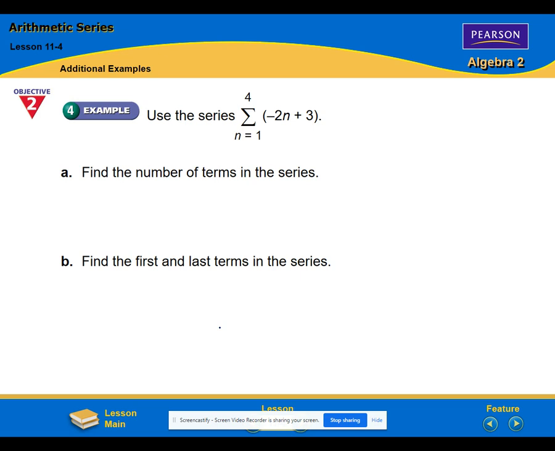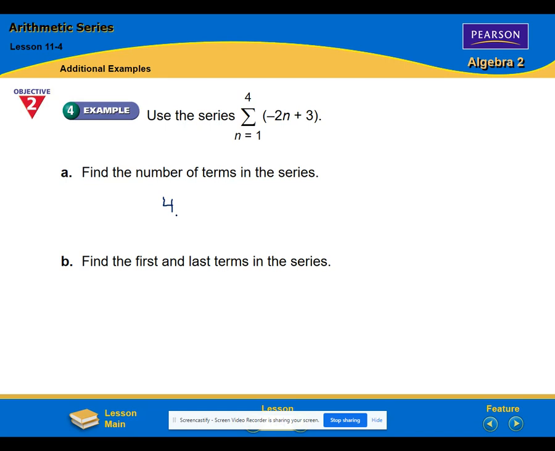Now, it's not as simple as subtracting. Too many people over the years I've seen go 4 minus 1, it's 3. No. It's 4. I'm counting on my fingers: 1, 2, 3, 4. That's 4 terms. The number of terms in the series is 4. So if you're going to subtract, you need to add 1 to your difference. 1 to 4 is actually 4 terms.